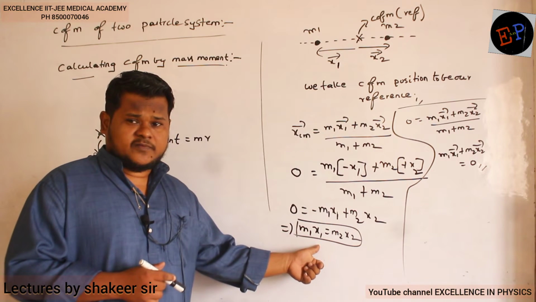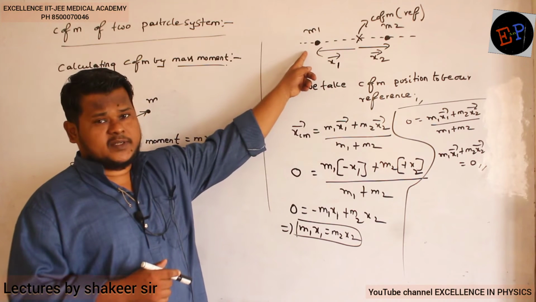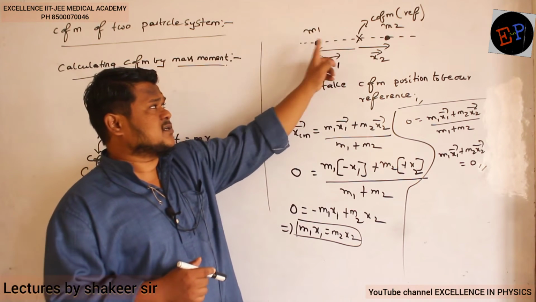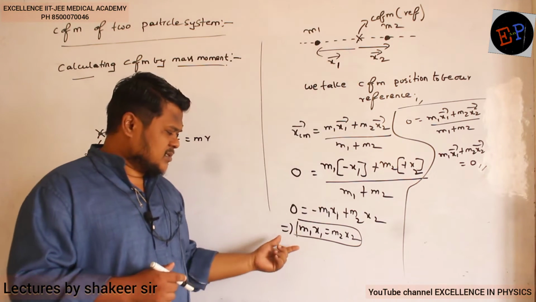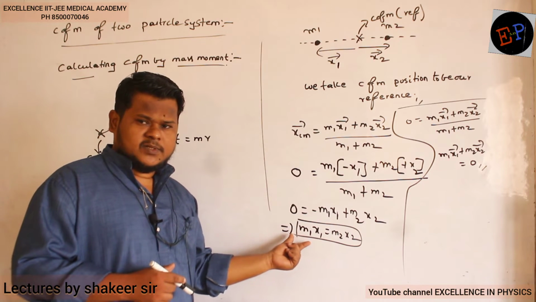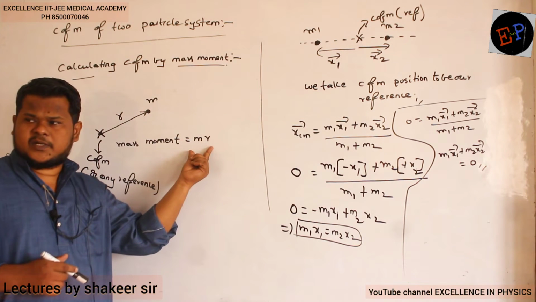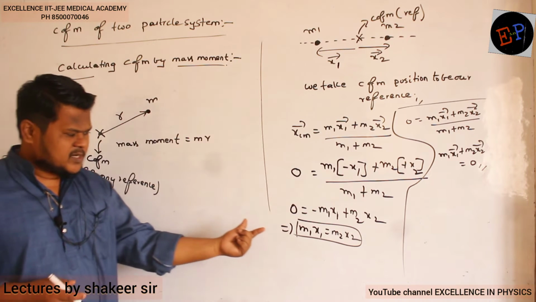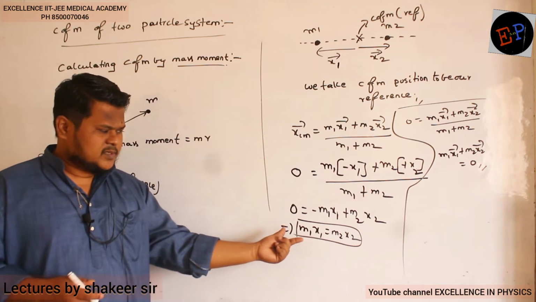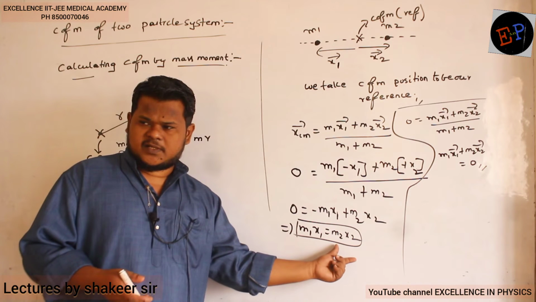m1 x1. What is m1 x1? Mass of first body multiplied by distance of first body from the reference. This is nothing but the mass moment of the first body. What is mass moment? Mass multiplied by distance. So this is the mass moment of the first body, no? What is m2 x2? Mass moment of the second body.